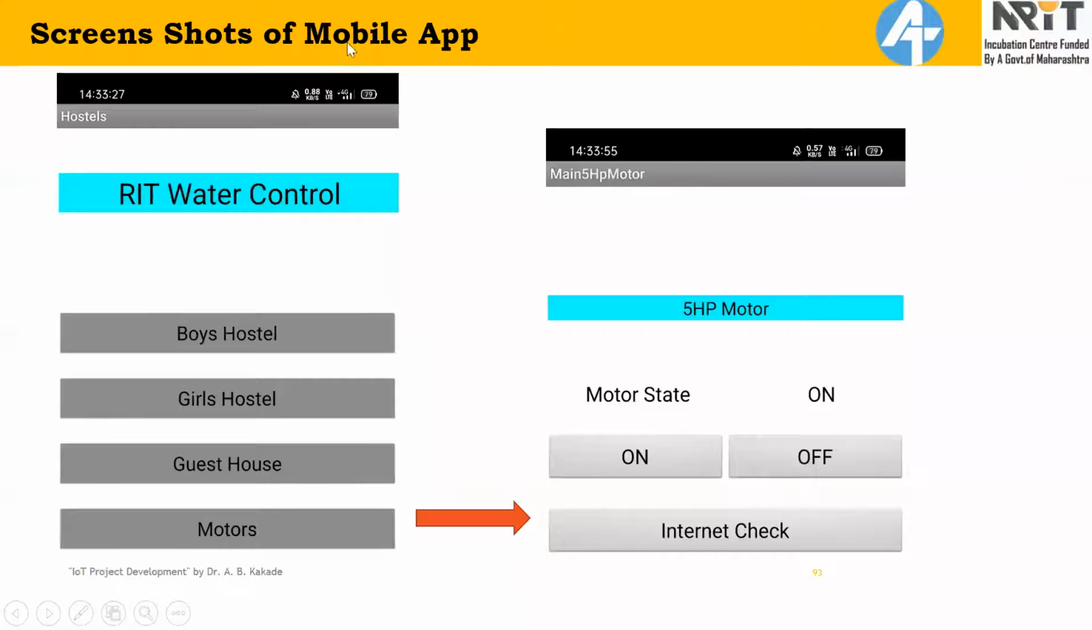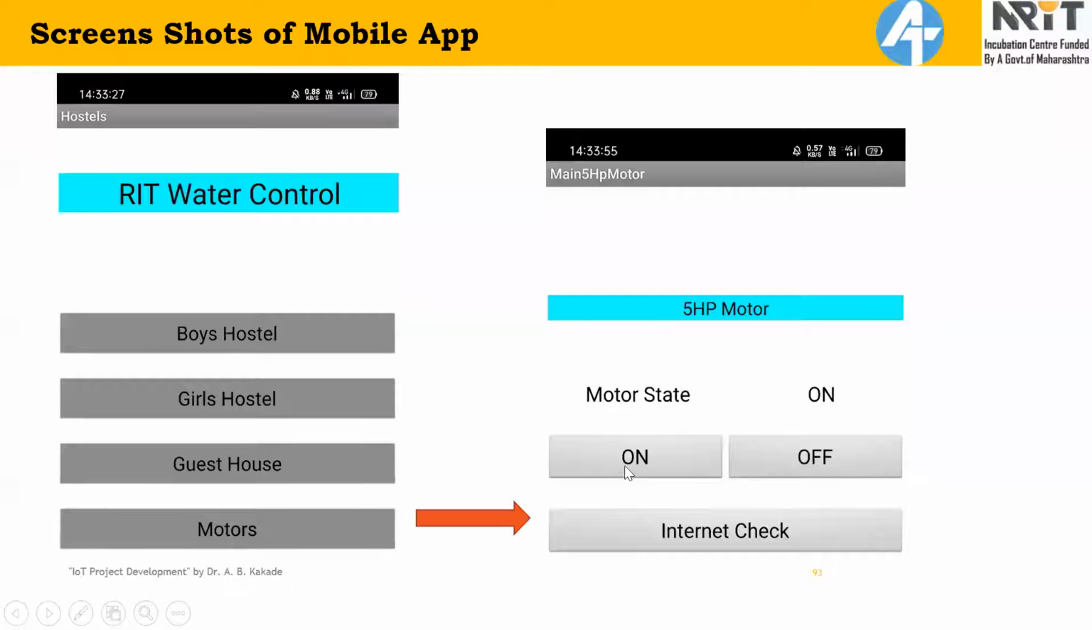These are the screenshots of the Android app developed for our IoT-based water management system. We have grouped 24 overhead water tanks under the boys hostel category, girls hostel category, guest house, and the third category is motors. When you click on the motors tab, another screen will open, and here we have given different buttons, with an indication of whether the motor is on or off.